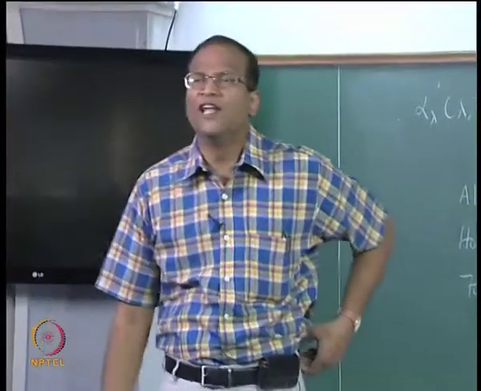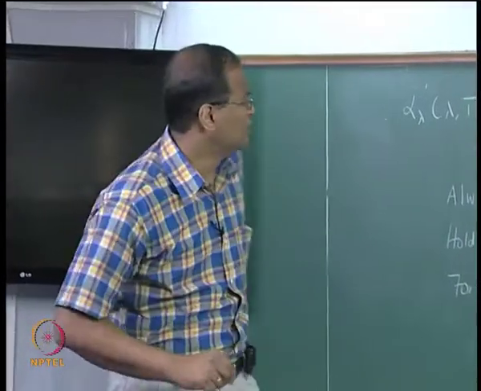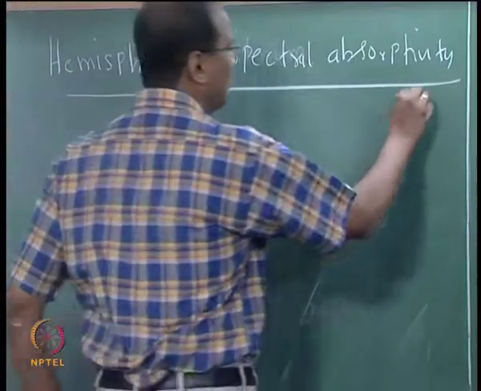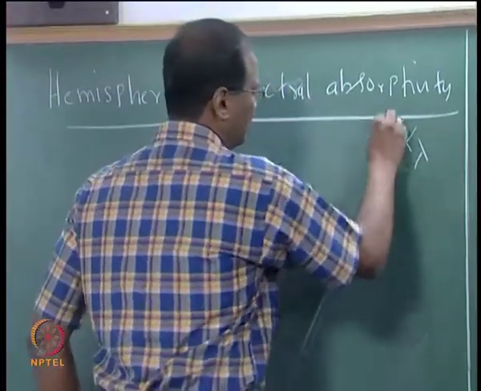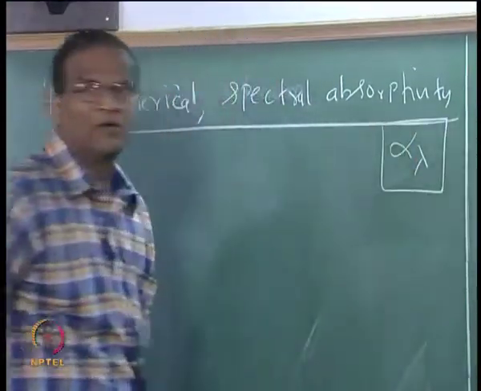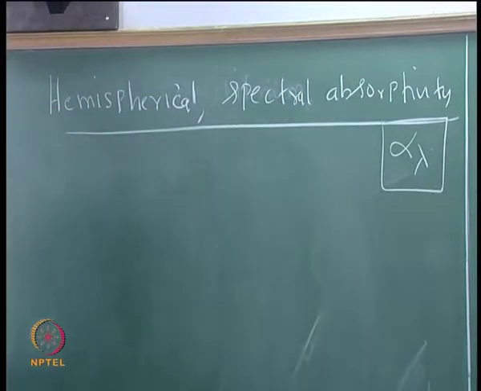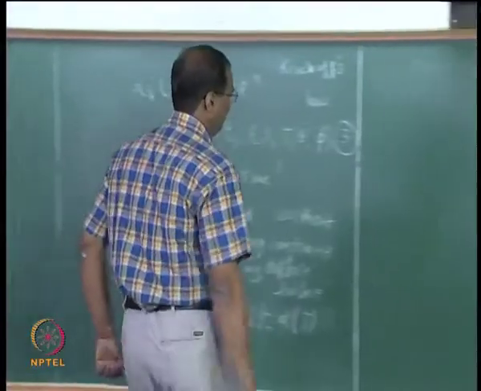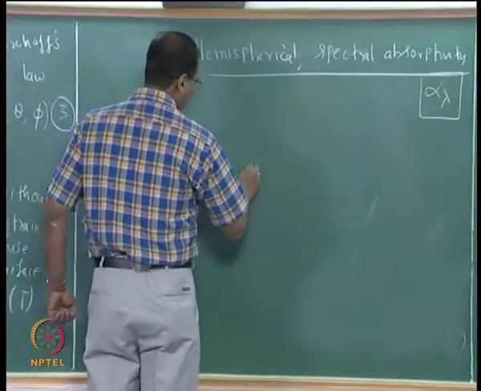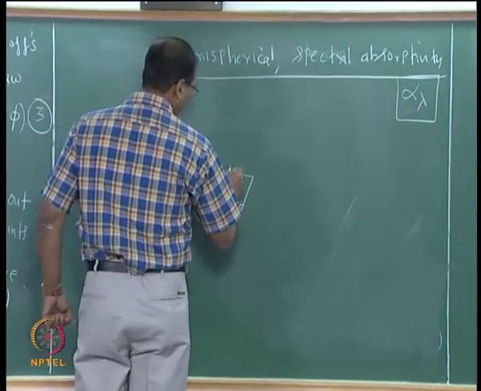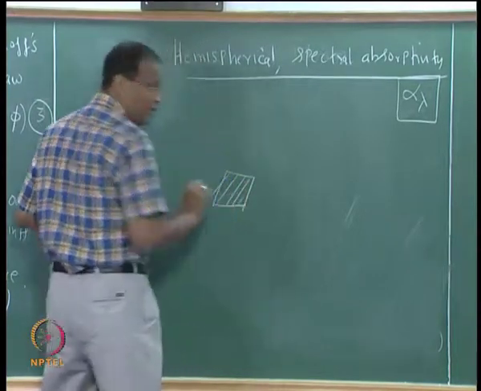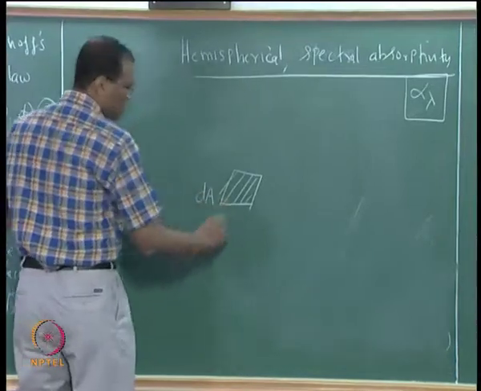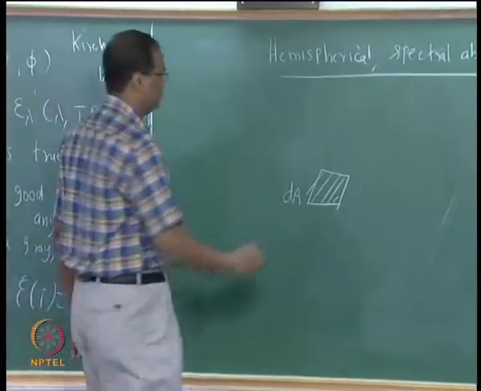What is the goal of defining this quantity? What is the symbol for this? Alpha? Okay. So what is the goal of introducing and defining a quantity like this? Basically, I have an elemental surface which is having an area dA, okay.